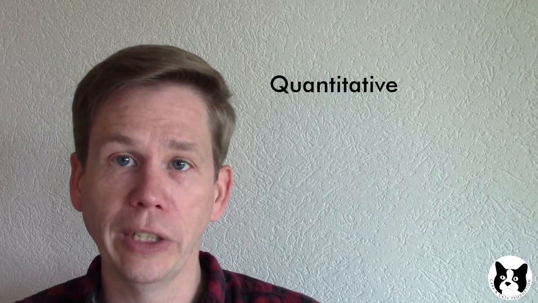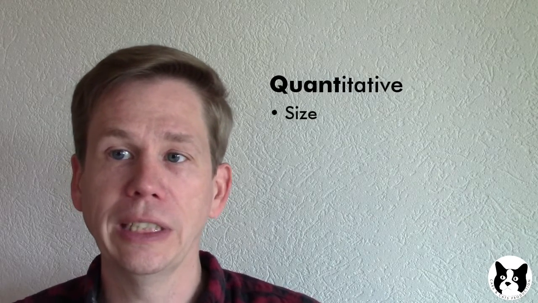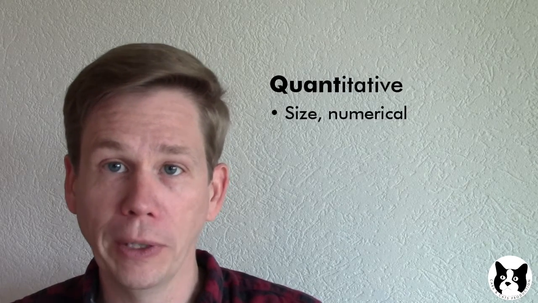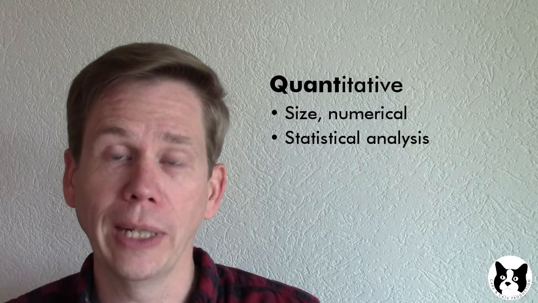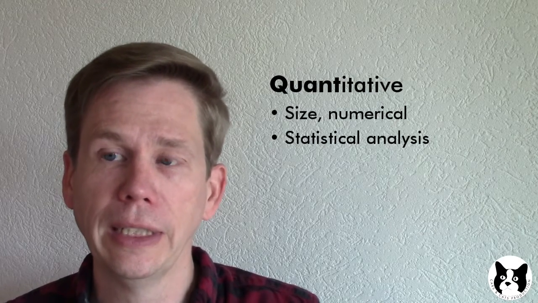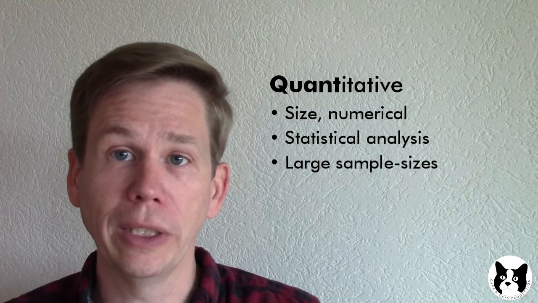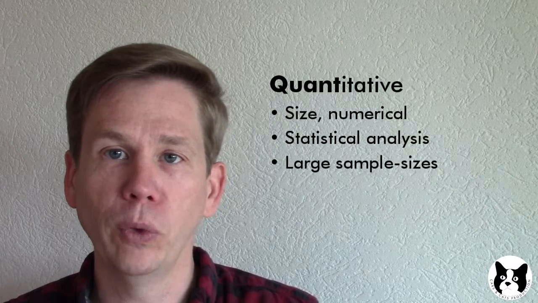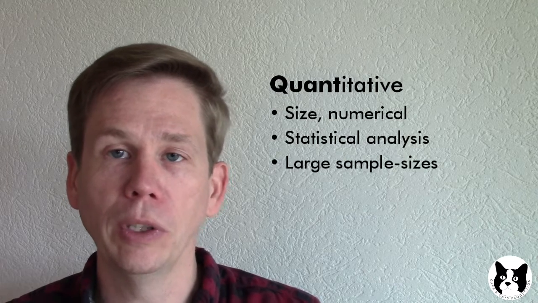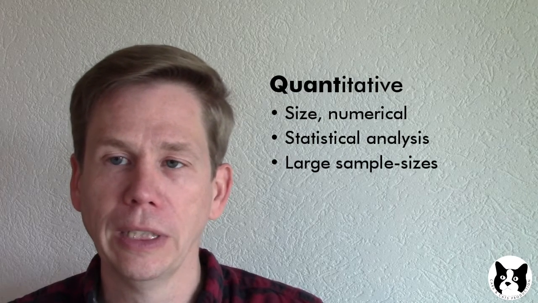So there's two main types of research you do after this. One is quantitative data, or quant. This relates to the size of something. It's numerical. You use statistics to analyze the output of this data. And the one good point is it gives you large sample sizes quite easily. So that allows you to have confidence you're assessing most of the market or a cross-section of the market.